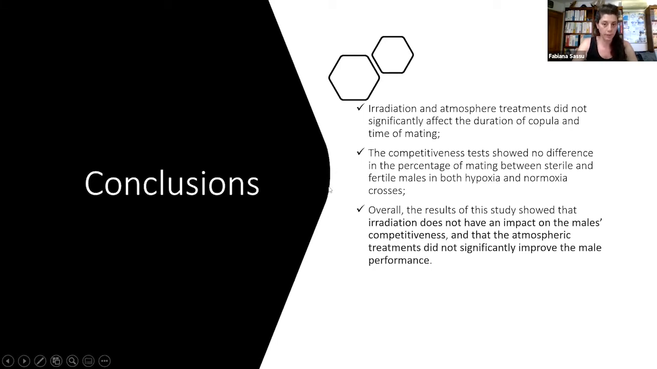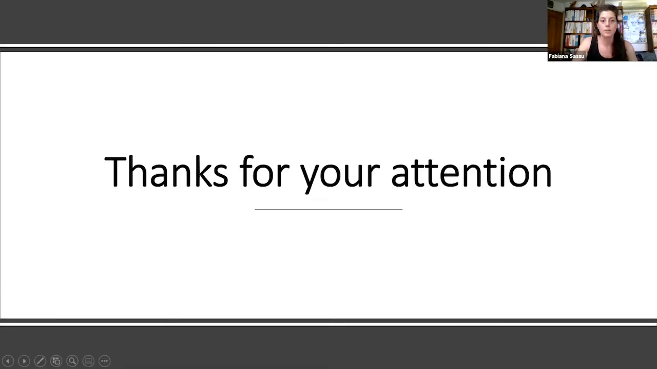So in conclusion, irradiation and atmosphere treatment did not significantly affect the duration of the copula, nor the time of the matings. The competitiveness tests show no differences in the percentage of mating between the sterile and the fertile males in both hypoxia and normoxia crosses. Overall, the results of this study showed that the radiation does not have an impact on the males' competitiveness and that the atmosphere treatment did not significantly improve the male performance. Thank you for your attention.